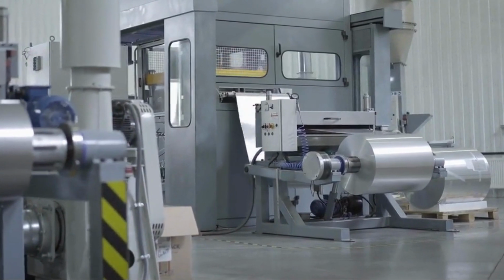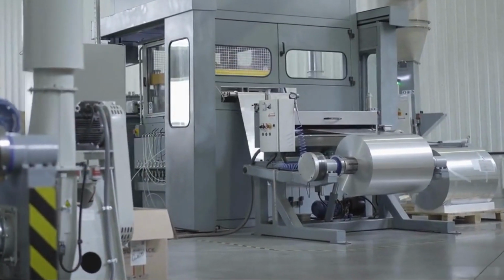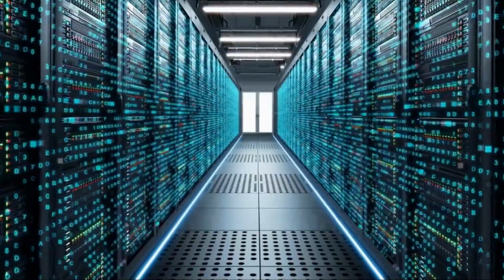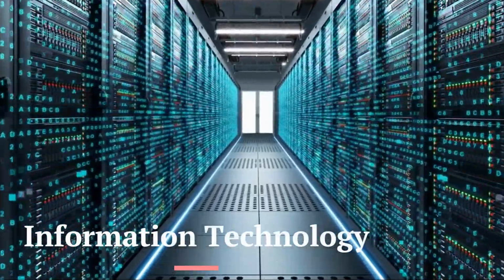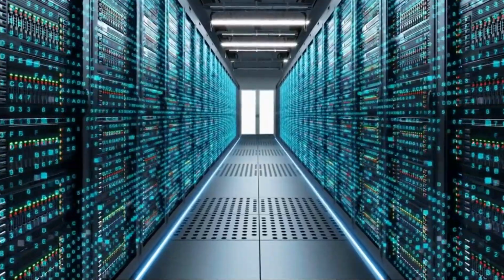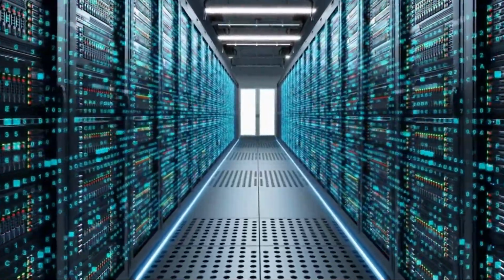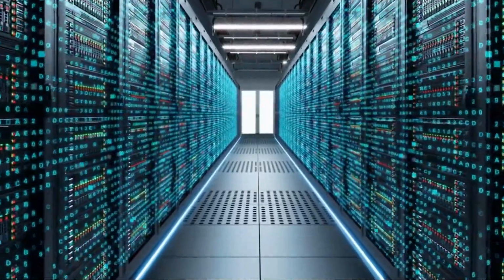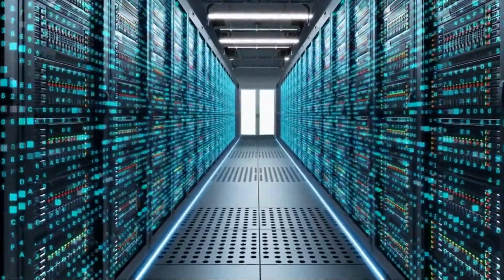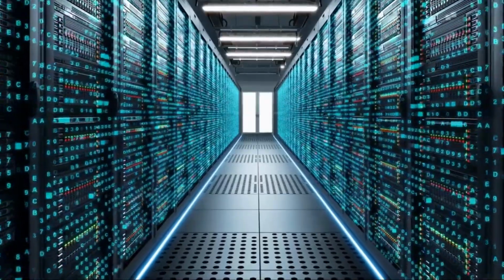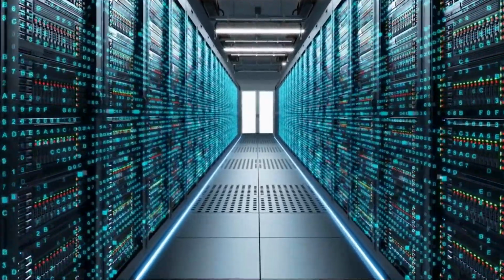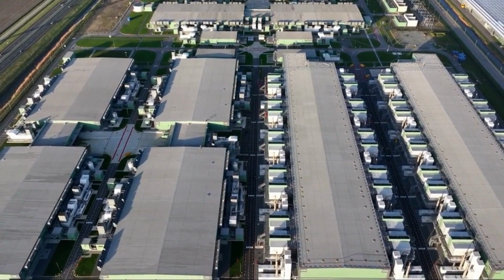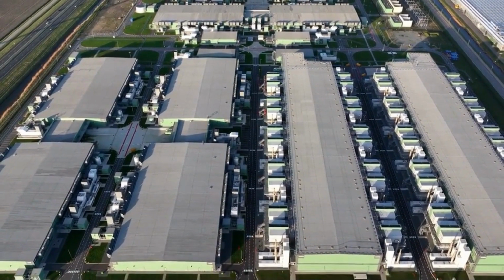Here are a few examples of how virtualization is used in various industries. Information technology. Virtualization allows IT departments to create virtual servers, desktops, and storage devices, making it easier to manage and maintain their technology infrastructure. This can save time and resources while increasing efficiency.